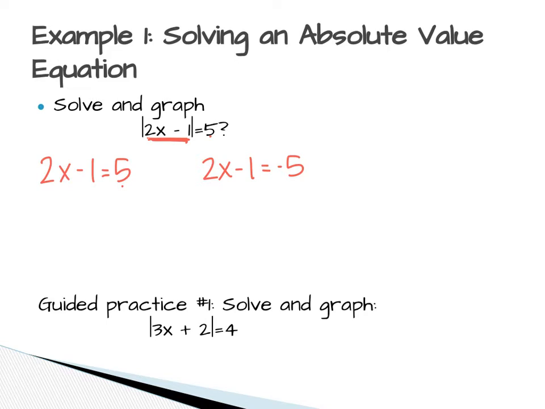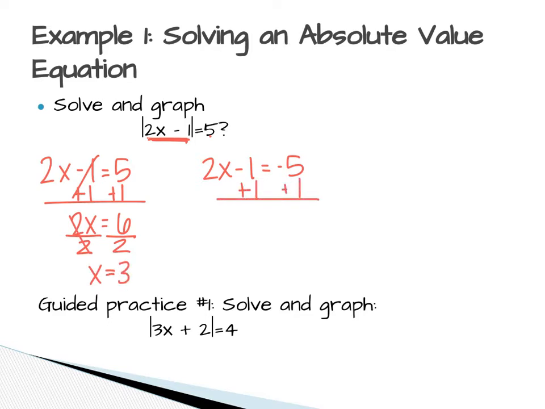You solve both equations. So you're going to add 1, get 2x equals 6, divide both sides by 2, so x is 3. Then you're going to add 1, same thing all over again, except the right hand side is going to look different. So 2x equals negative 4, divide both sides by 2, so x equals negative 2.